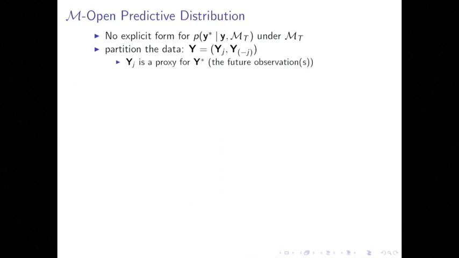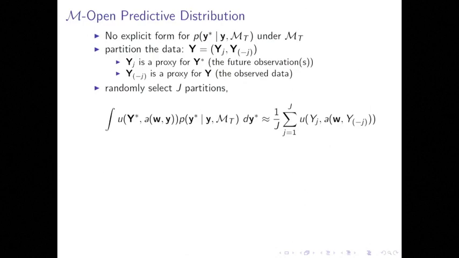And so we can think about the y sub j as being proxies for those future observations. Okay, and then the sub j will be our kind of proxy for the observed data. And the idea is that if we randomly select these partitions, then under some weak conditions, this kind of Monte Carlo average will converge to that expected utility.